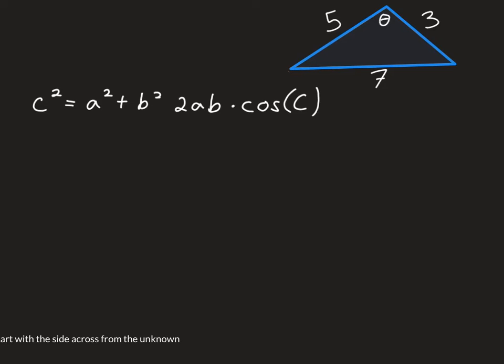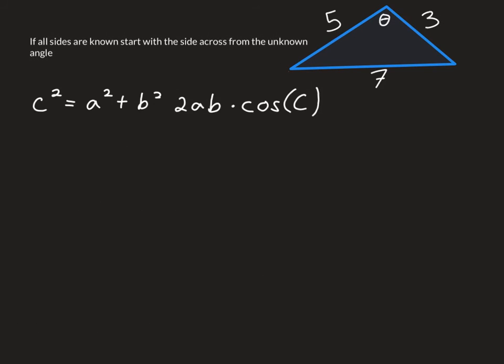However, we were talking about in the last example how if you have an unknown side, then you want to start with an unknown side. But in this case, I know all the sides. They're 5, 3, and 7. I know all of them. And so if you do not have an unknown side, then you need to start with the side that is across from the unknown angle. So in general, with law of cosines, you either start with the unknown side or side across unknown angle. Okay?